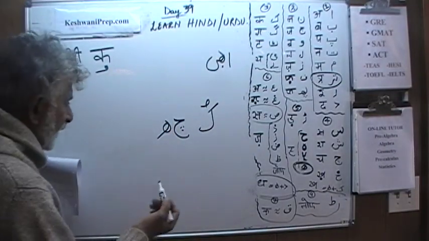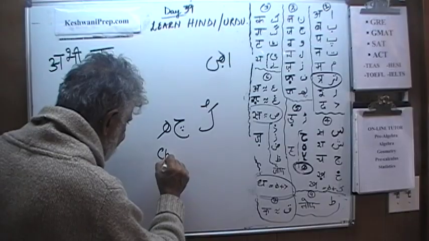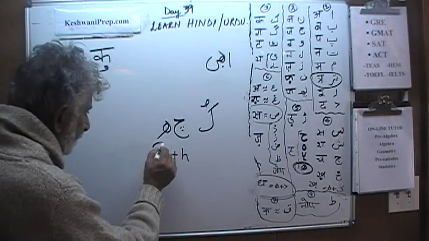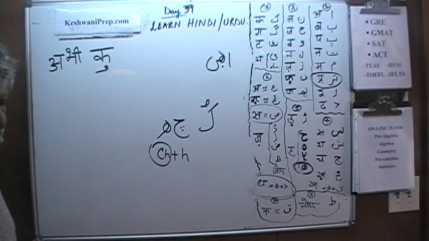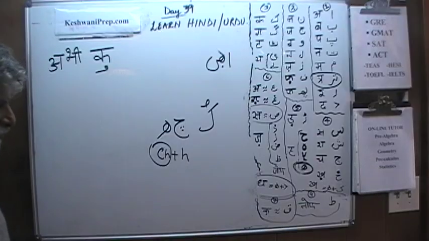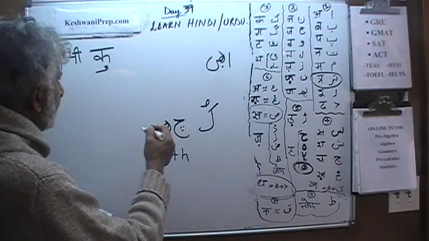In English, if you want to write cha, you will first write C and then you will put another h. English is even worse. English doesn't even have a letter for cha. So if you want to write cha in English, you will write C and an H and then you will stick another H to make a cha. That's what that is. And when you put them together, it reads kuch.